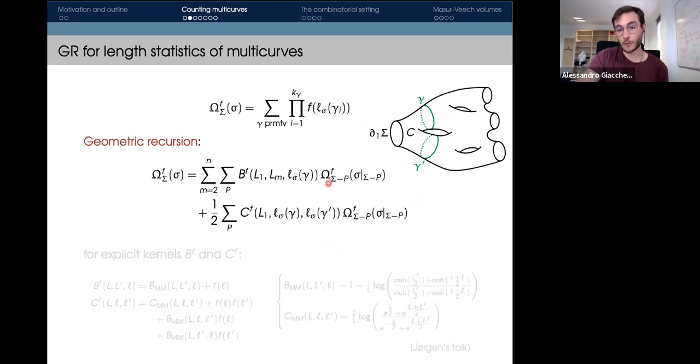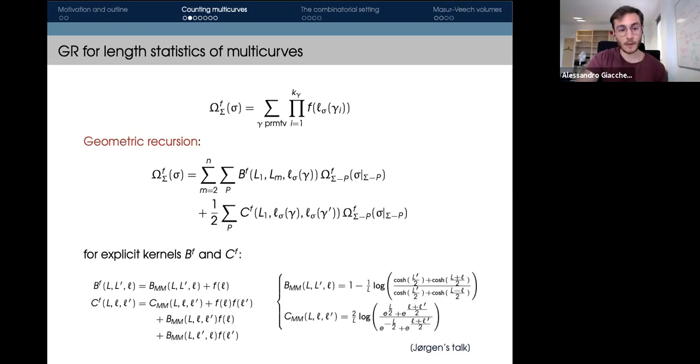And this is a recursion because you can see here that you then have to evaluate this function at sigma minus p. So removing the pair of pants, you reduce the Euler characteristic of this surface. And yes, for this C sum, you can either have the connected or disconnected case. But the main point is that here these functions B and C are very explicit functions. So for every choice of your f, the way you can construct these kernels is just by twisting these Mirzakhani kernels with this function f in this explicit way.